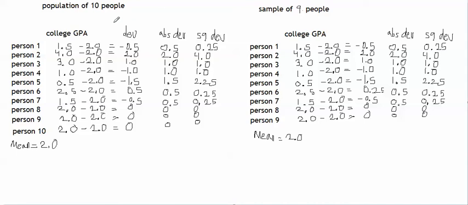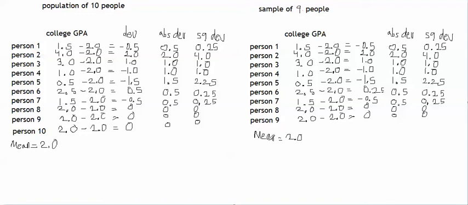I made up a new set of data, and instead of it being high school GPAs, it's now college GPAs. We still have a population of 10 people and a sample of 9 people over here, and the numbers aren't exactly the same as they were last time, but I made it so that they would still add up to 20, and then 20 divided by 10 is 2. I also made it so that the 9 numbers would add up to 18, and then 18 divided by 9 is 2. So on purpose, I made it so that the population mean and the sample mean would come out to the same number. That wouldn't usually happen.